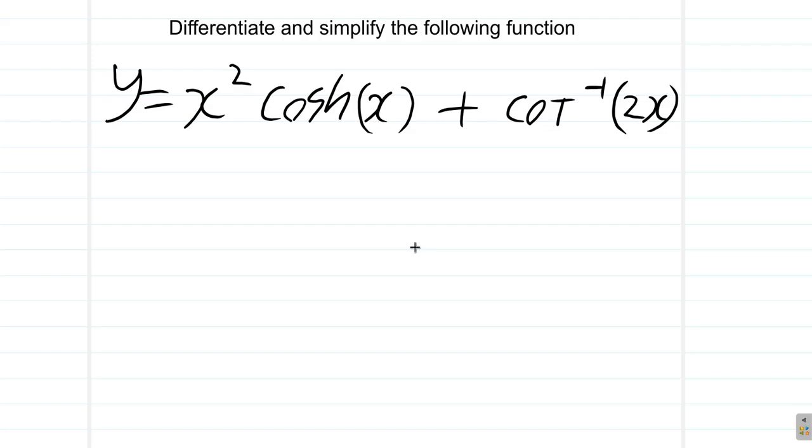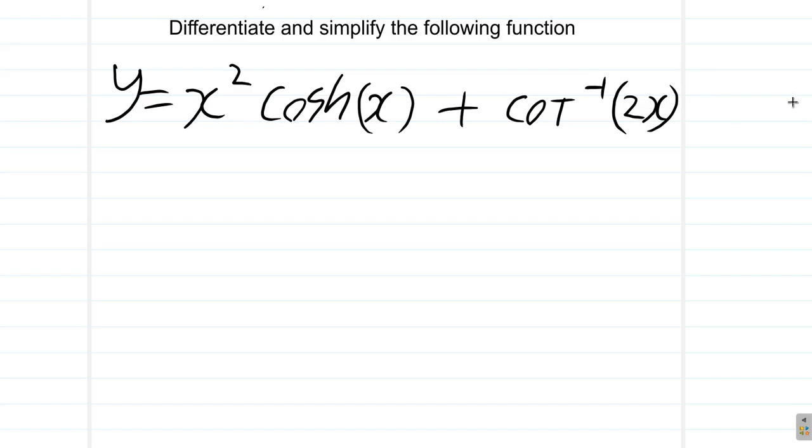Okay, so you've completed your attempt. Let's look at this. This first part is a function of x multiplied by another function of x. So we'll have to use the product rule for that part. And then here you have a function of a function of x. So this calls for the chain rule. Alright?